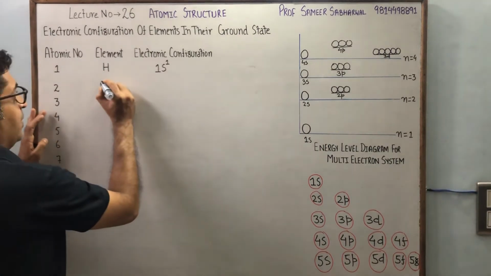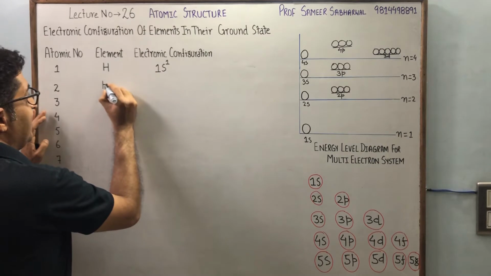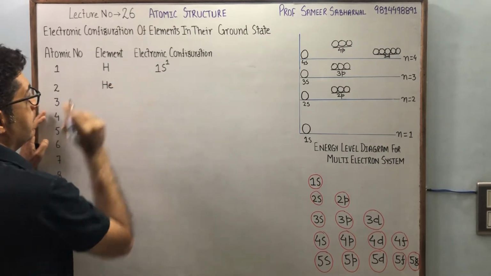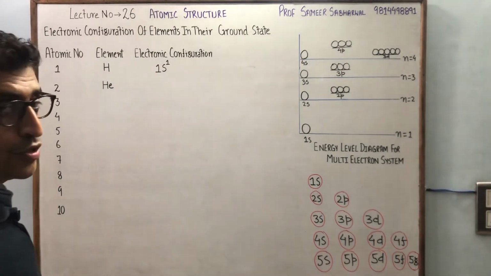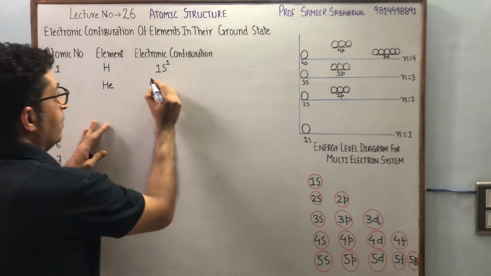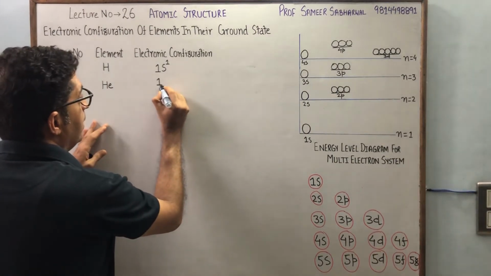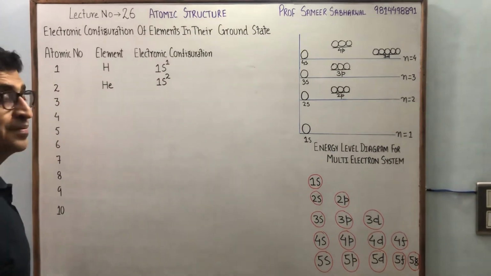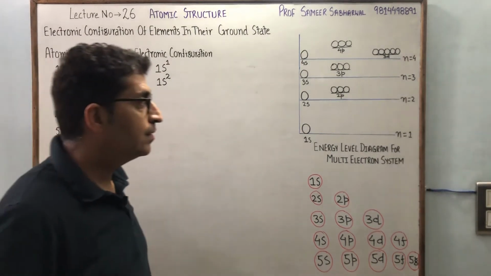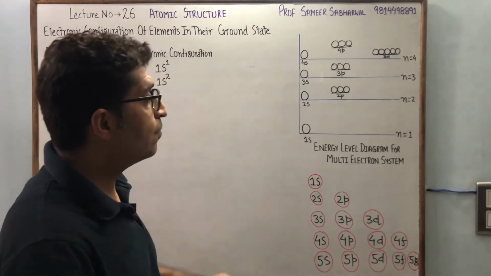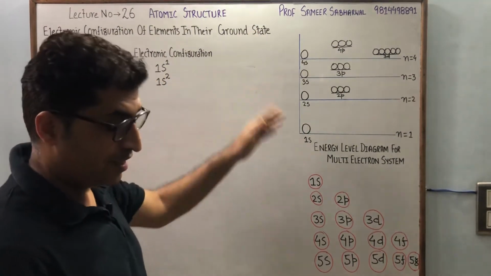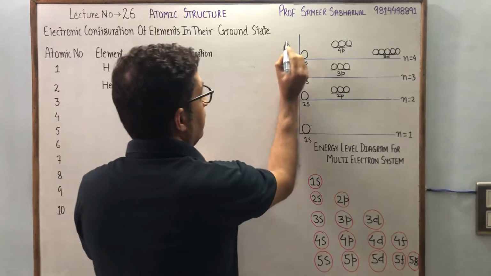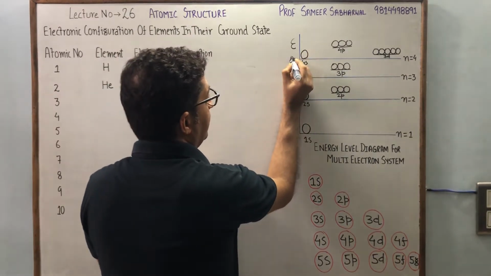Now in the case of atomic number 2, this is helium. One orbital can accommodate 2 electrons, so I preferably call this 1s2. I have drawn an energy level diagram for a multi-electron system here just to clarify this. So let me put the energy axis over here.